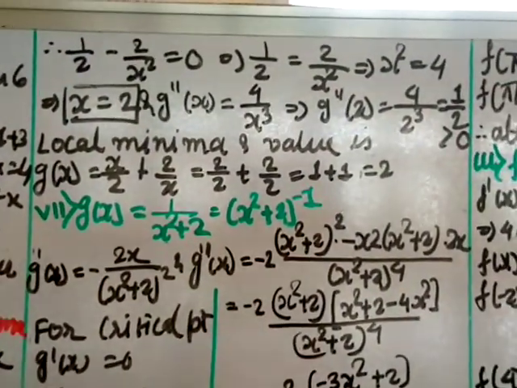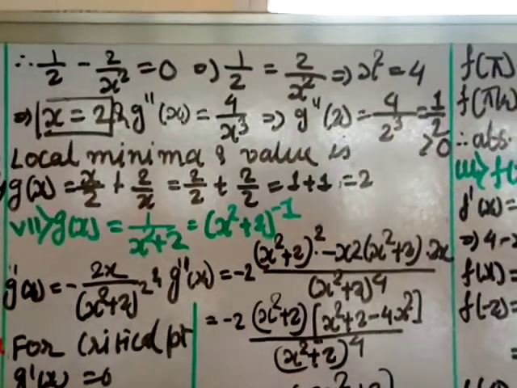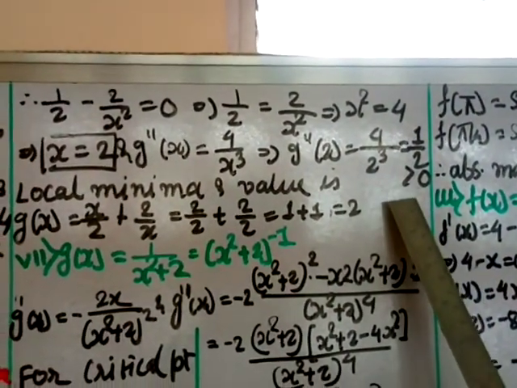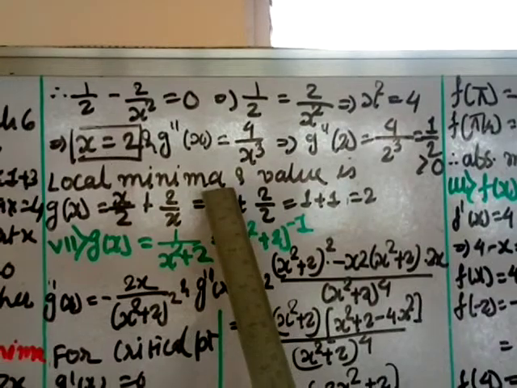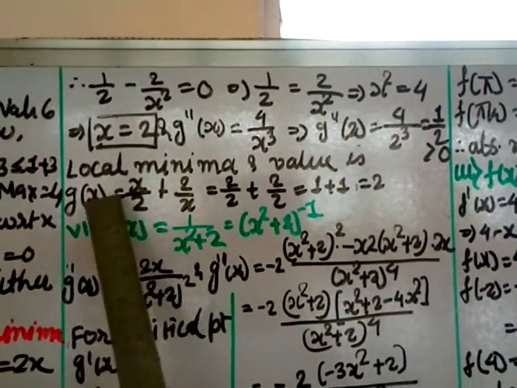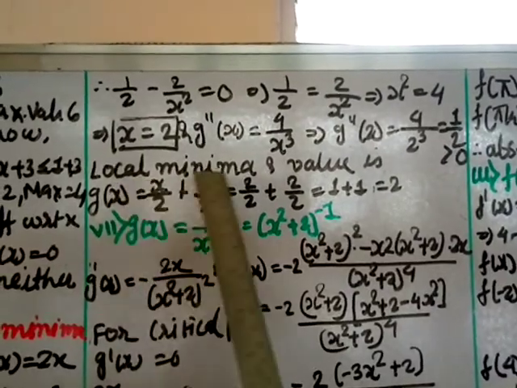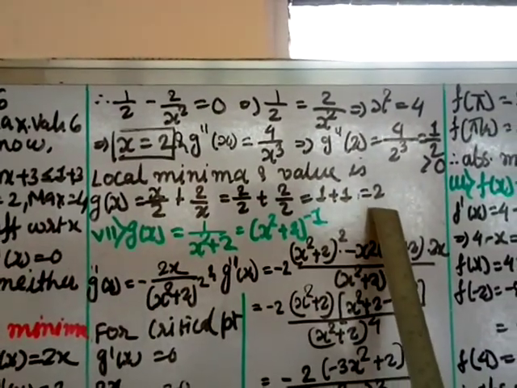Then g double dash x is equal to 4 by x cube. Put here x value as 2. When you put it, you get 1 by 2, greater than 0. So it has a local minimum value, and for the minimum value, put it in the function g(x), x by 2 plus 2 by x. So put x equal to 2, and you get the value 2.